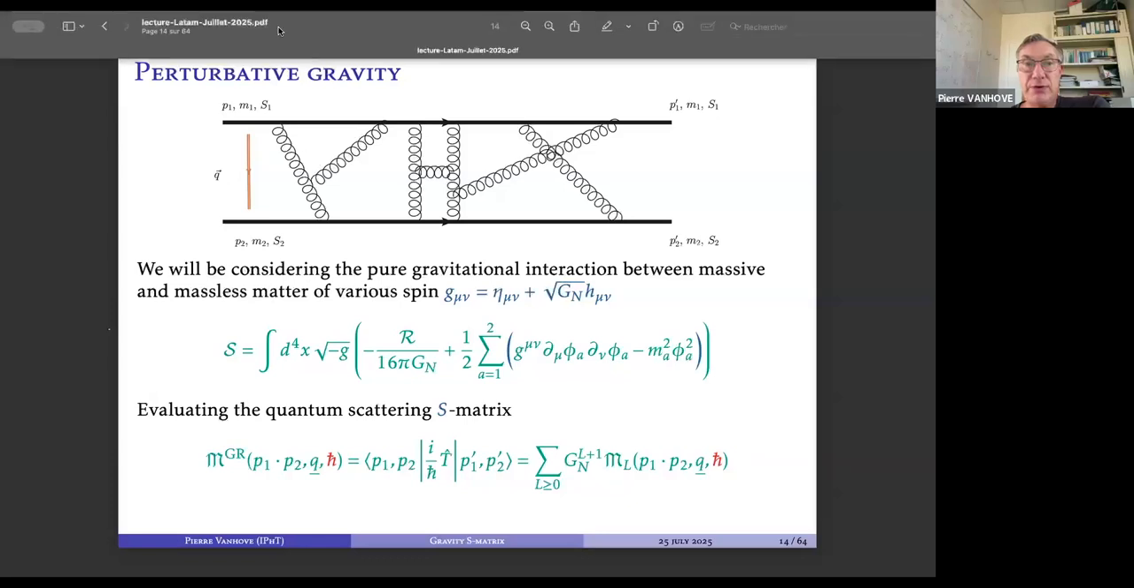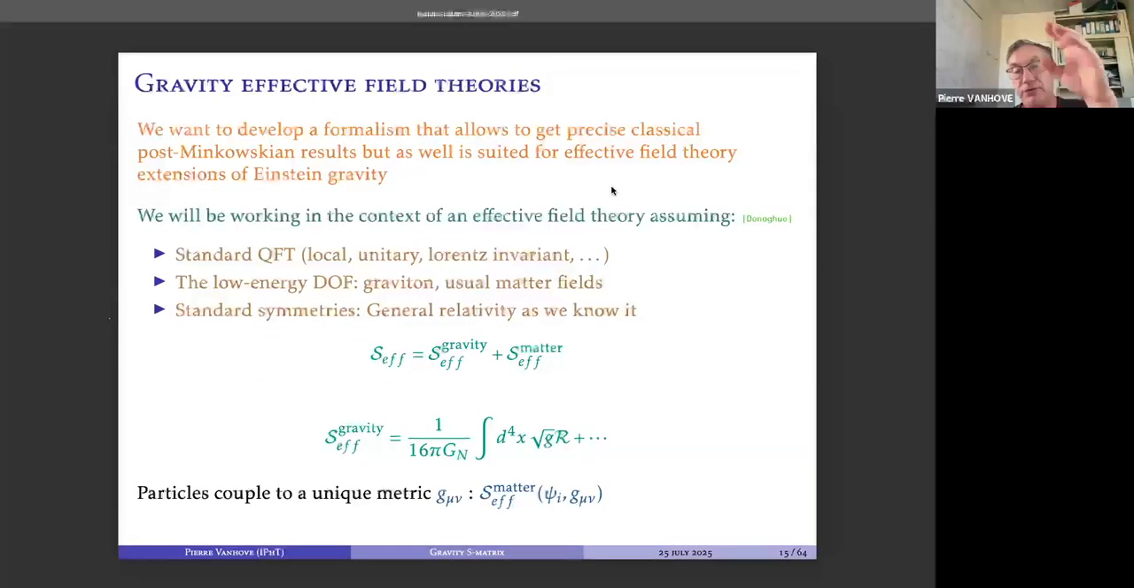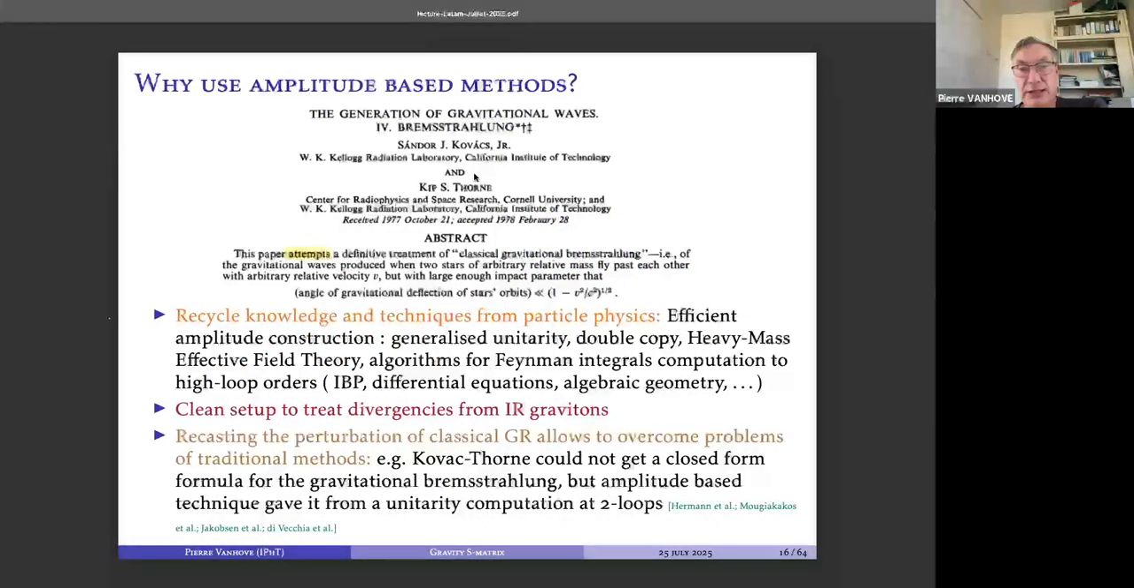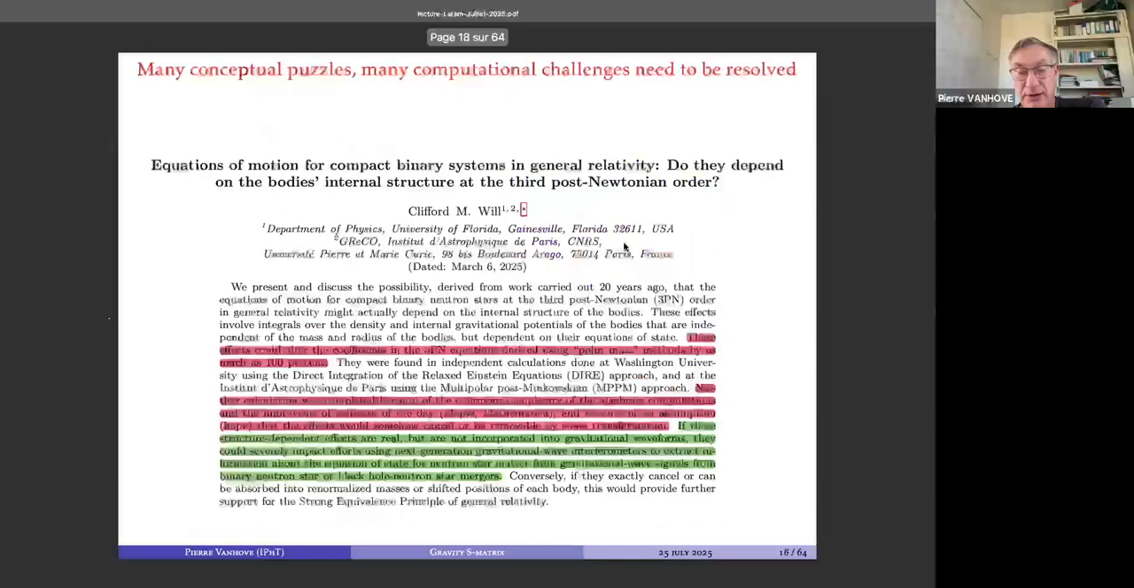So here the quantization of the graviton is really a perturbative treatment. You have two objects that interact at tree level, 1 loop, 2 loops, 3 loops, purely by exchanging a quantized graviton. First you need to compute that, and then you have to connect this to the question of the classical physics, which is a different question that I will come to later. But this is really following the idea of Kovacs and Thorne.